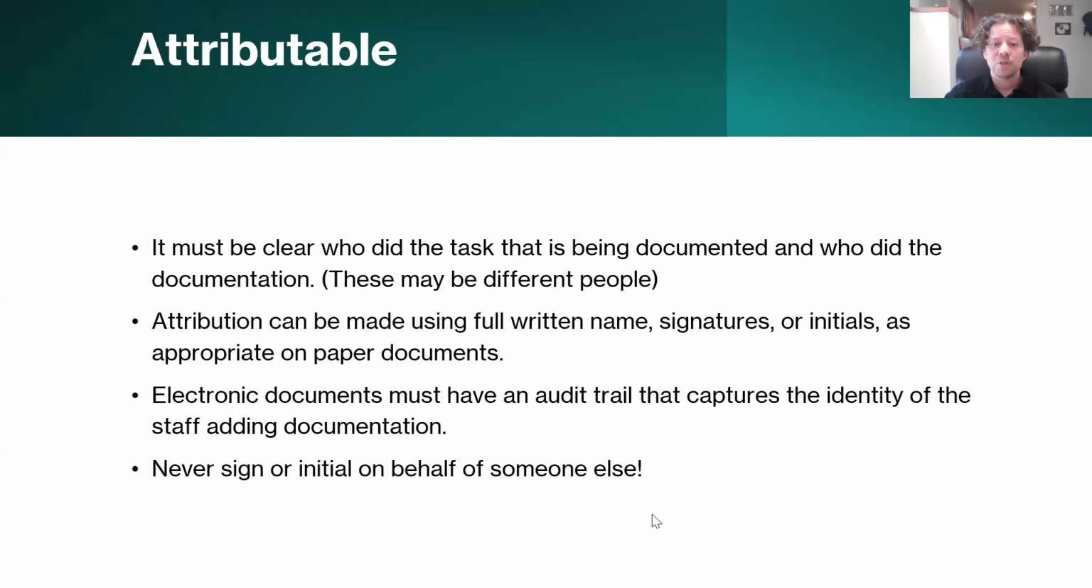Electronic documents must have an audit trail that captures the identity of the staff that's adding that documentation. So that's the way attributability happens with those electronic forms. And importantly, never sign or initial on behalf of someone else. That is technically fraud. So just be very careful that the right person is signing and they're only signing for themselves.